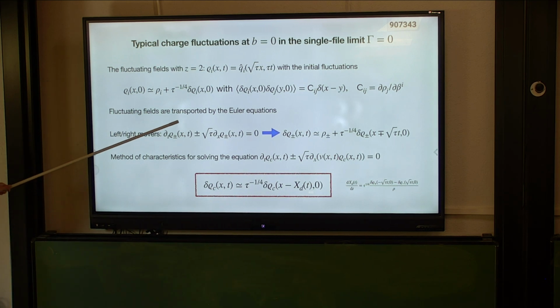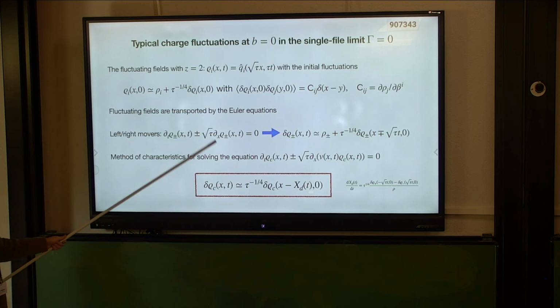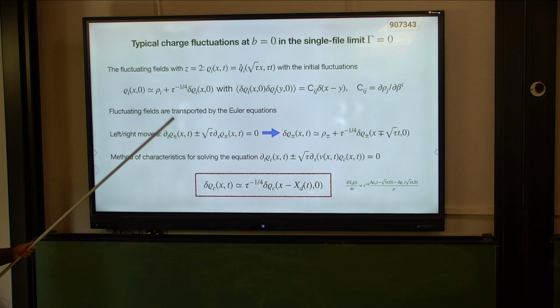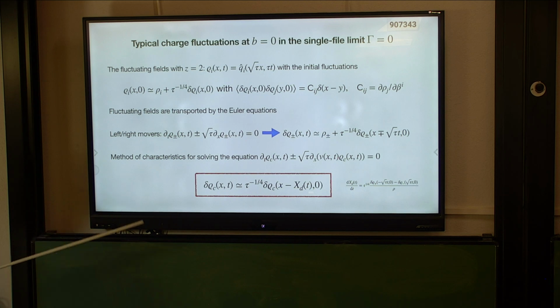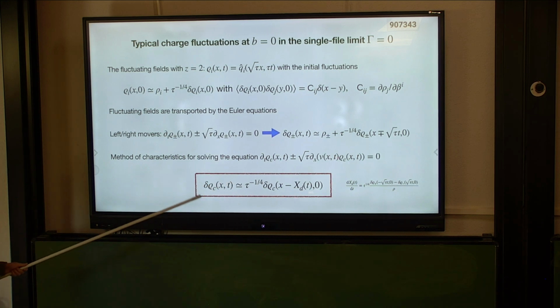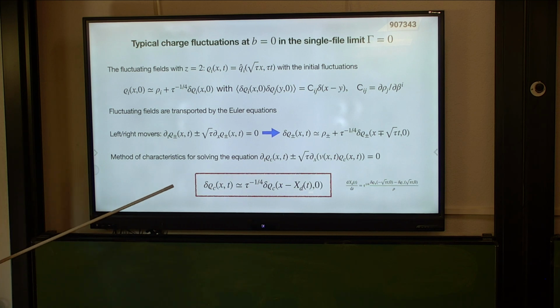Now they are again transported by the Euler equations. For the left and right movers, you have to do it like this. So this is the evolution of the fields, which can of course be easily solved like this. For the charge equation, it's a bit more complicated, but you can use the method of characteristics, and you can also claim that at large tau, the only characteristic that is going to enter into the solution is the one that emanates from x equals 0. So this characteristic line is really starting from x equals 0 at t equals 0.